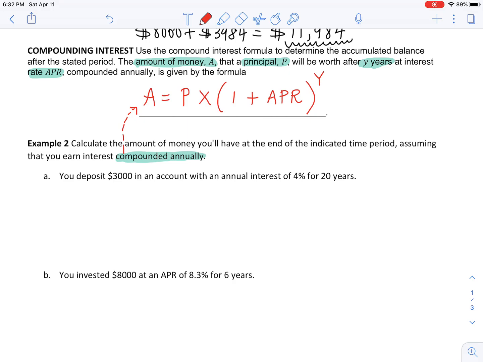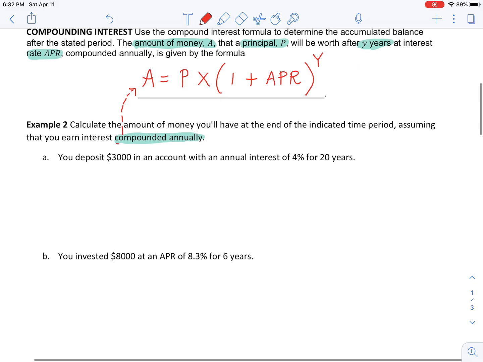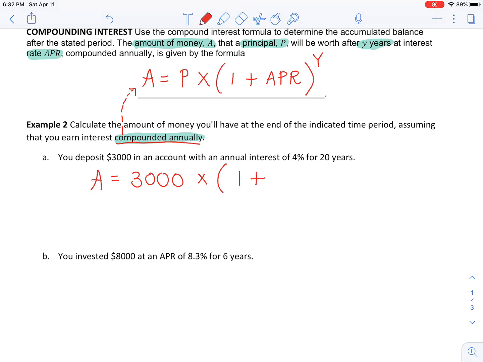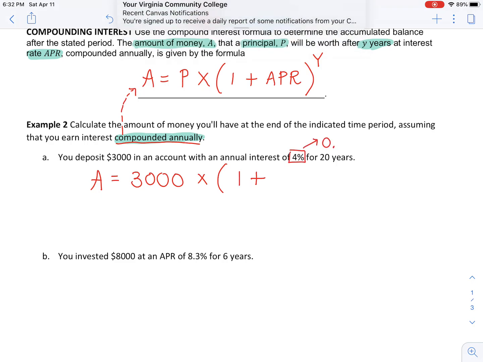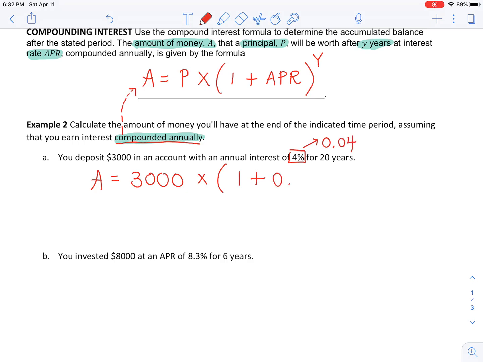Okay, so let's use this formula. The keyword is compounded annually, so we go with that formula. A equals principal. How much are we investing? 3,000, right? The amount equals 3,000 times 1 plus, and if you think about 1, why is it 1? It's going to be 100%. But now let's talk about the APR. Notice that APR is 4%. I'm going to go ahead and write this as 0.04, and we're going to raise this to the 20th power. Now, we all have a scientific calculator, so we should be able to use that to type this entire thing in. And I'll do that.